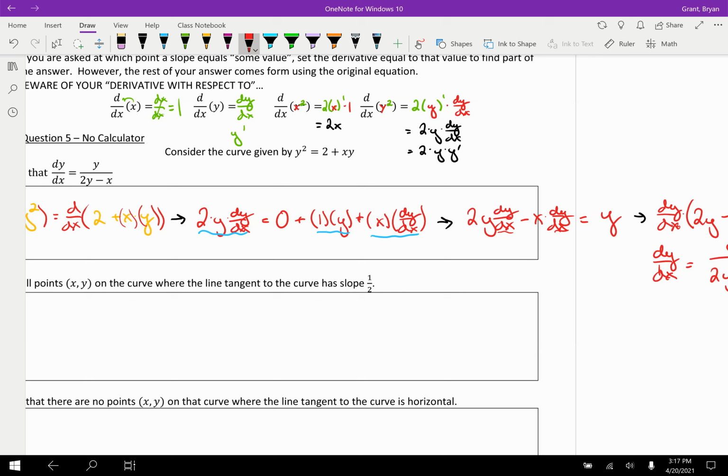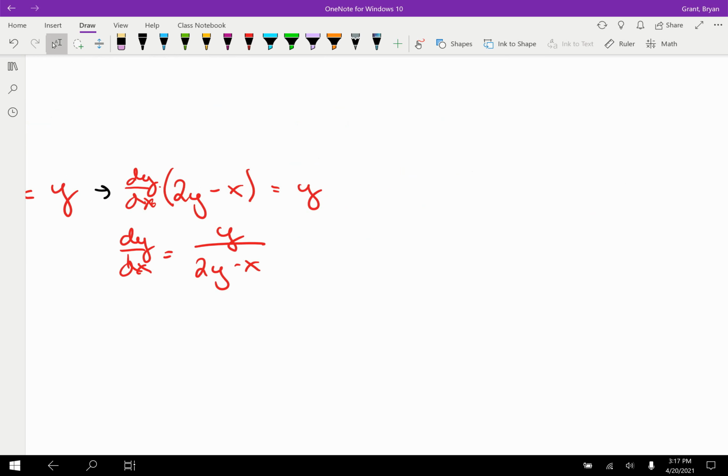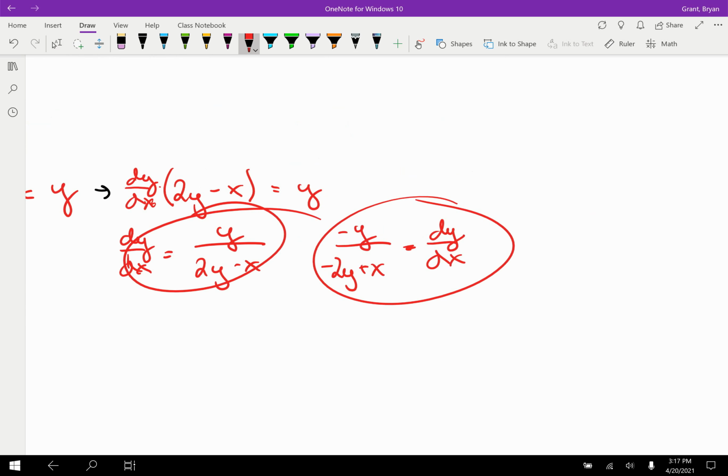Great. If you had solved this and the dy/dx had moved to the right and this had moved to the left, you probably would have seen something like this. And I'm not quite sure exactly how it would have worked. My guess, though, is it would have looked like this. Can we see that these 2 are equal to each other?